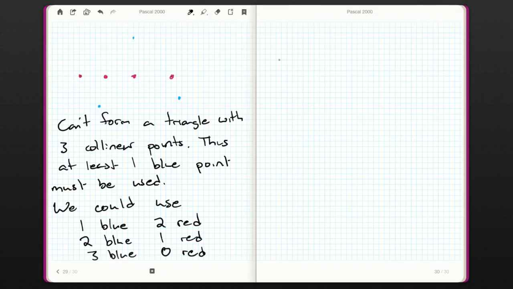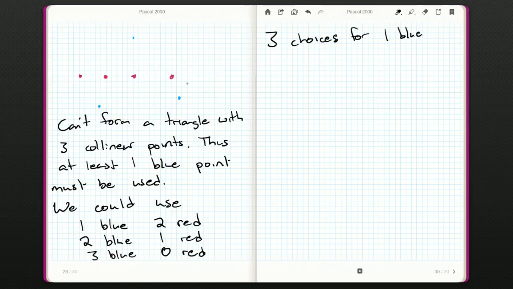Okay, so if we use 1 of the 3 blue points, we have 3 choices for 1 of the blue points. And then we have 4 options, and we need to choose out 2 of them. So I'm using binomial notation, or choose notation. If you have 4 things and you choose 2 of them, this is the notation to express that. We have 4 different red points that we can choose, and we need 2 red points. 1 blue, 2 reds.